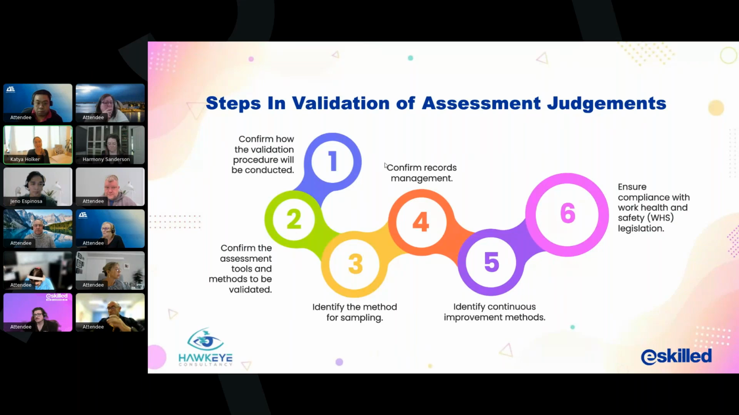Then actually looking at step 3, which is identifying the method for sampling. While it does remove the nature of sampling and has removed that, we would still suggest as a best practice that you look at coming up with still what you would internally call a valid sample. And looking at that from a risk-based approach and how you prioritize the validation of assessment judgments. Again, I would align it very much to ASQA's risk priority ratings where possible.